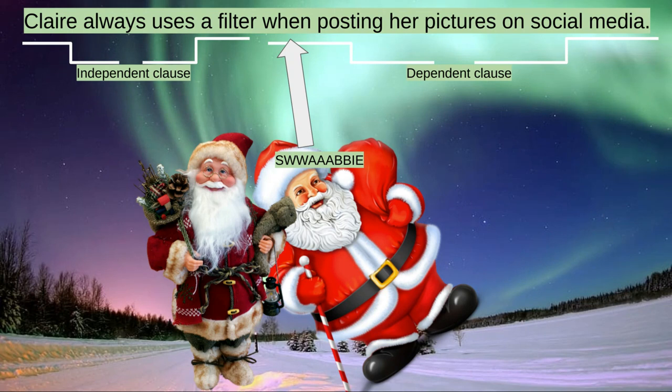So when the dependent clause comes second, and remember, it's easier to identify them if you can find a SWABI at the beginning of that dependent clause. When they come second in the sentence, they don't need a comma because they can lean on their brother. It's only when they're at the beginning of the sentence that they have trouble and they need their comma cane.